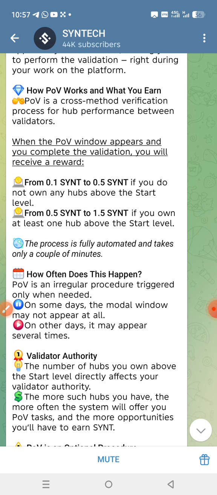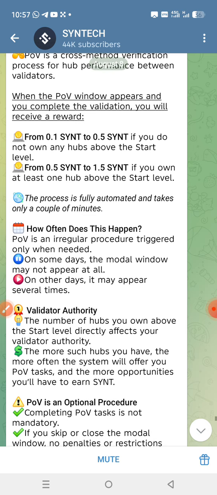Now, from 0.5 cent to 1.5 cent if you own at least one hub above the start level. So if you activate any hub, let's say the 6-month hub or the 12-month hub or the 24-month hub, in addition to the free hub, then you'll be earning from 0.5 to 1.5 whenever you perform a proof of validation. Now, the process is fully automated and takes only a couple of minutes. I do this within 20 seconds. Okay, 20 to 30 seconds, validation is done.